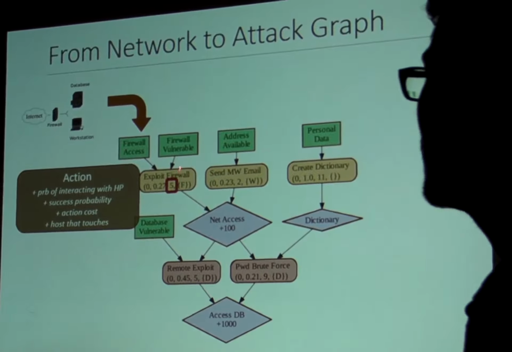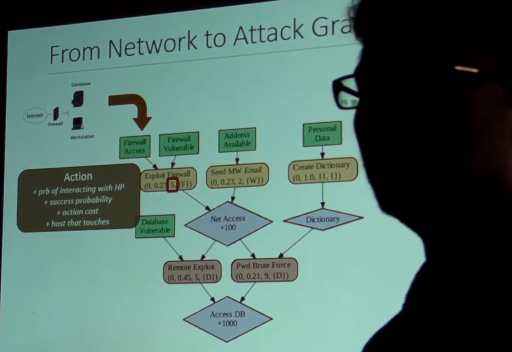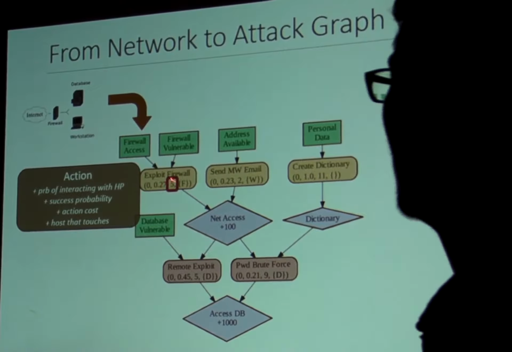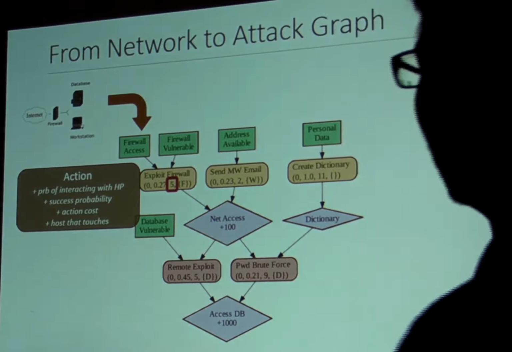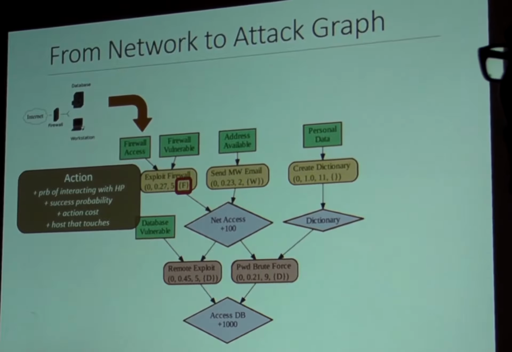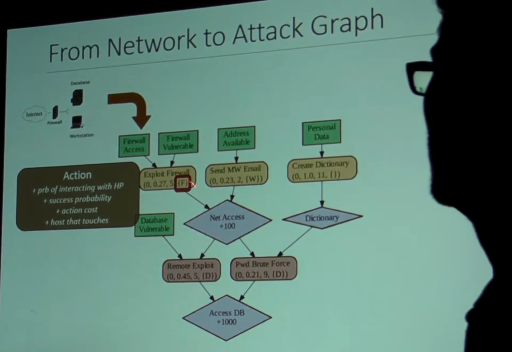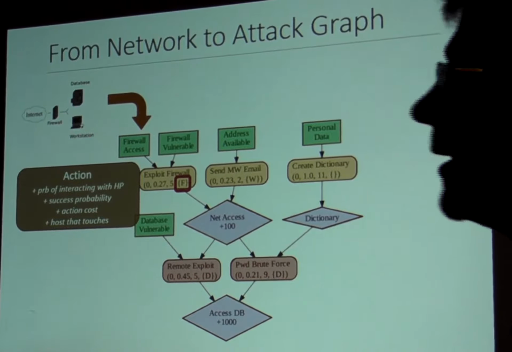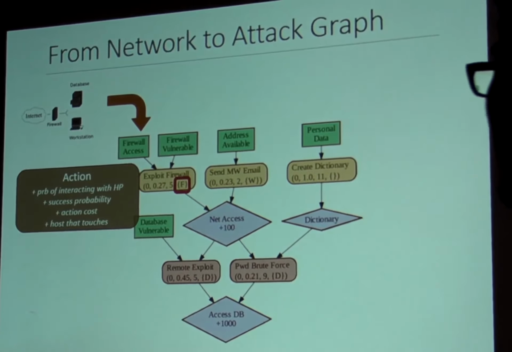Then there is a cost that the attacker pays in order to attempt this exploit. So it could be how long it took him to do this action, maybe hours, or what effort he puts in order to attempt this action. And then there is just a technical one, the set of hosts that this action interacts with. So in this case, this action interacts with the firewall. These two actions interact with the database. It's just to keep track of which host the attacker interacted with.